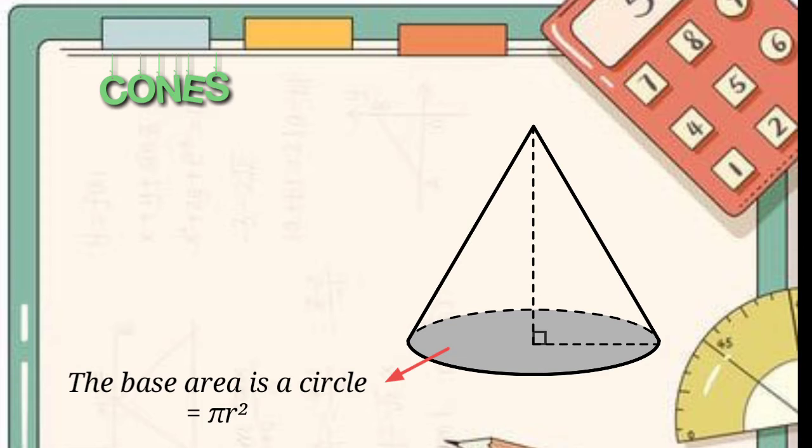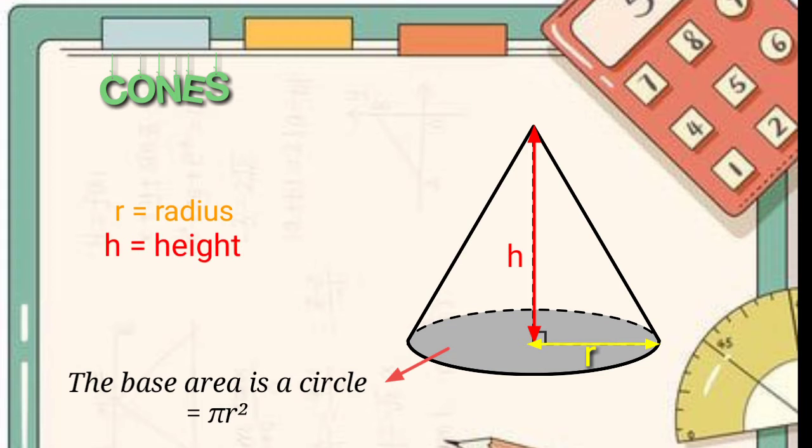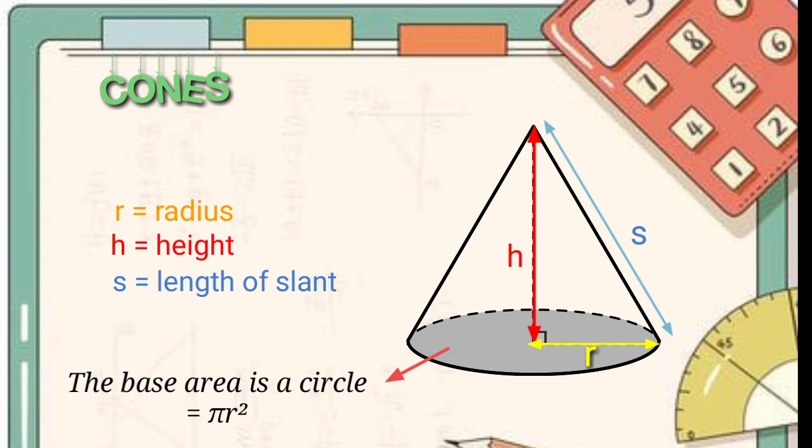Second, this is called radius, or expressed by the variable r. The radius is the distance from the center to the edge of the circle at the end. Third, this is called height, or expressed by variable h. The height is the distance from the center of the circle to the apex of the cone. The last, this is called slant, or expressed by the variable s. The slant is the length from the edge of the circle to the apex of the cone.